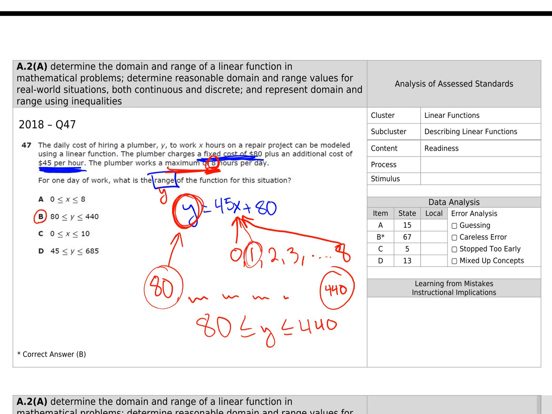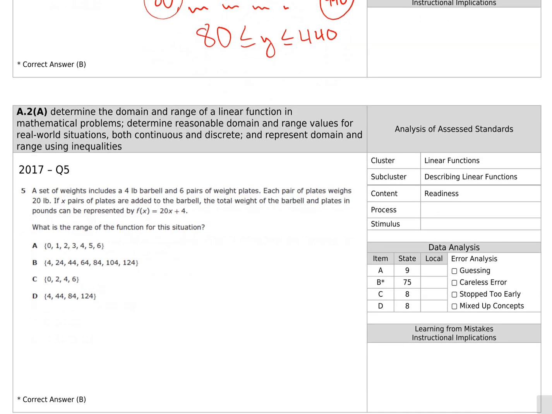The answer would be B. All right, the next question is another one of these word problems. This time they give us the equation, so that's nice. It asks for the range. So domain is X, range is Y, so we're looking for the outputs.